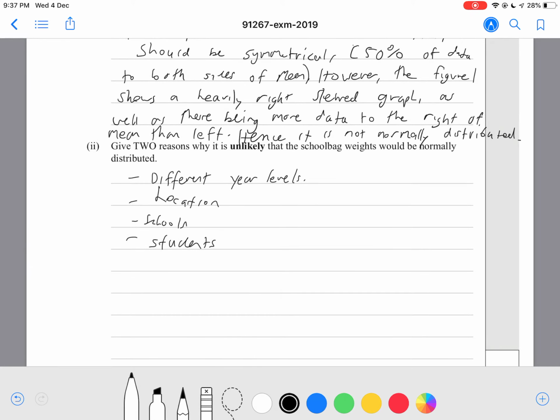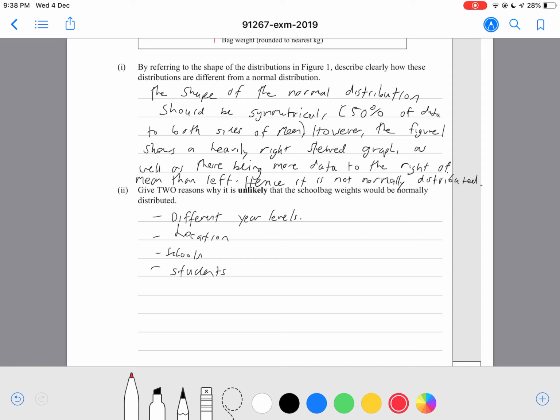If you're going to talk about one of these, for example, different year levels, you could say year 13s may carry more, so if more year 13s were surveyed than year 11s, then there will be a tendency toward higher weight data. So this would definitely lead to a non-normal distribution. So you can talk about how if there's an inconsistency in the number of students measured, for example, one group has more students than the other, then that could make it very unlikely for it to be normally distributed. So you can just talk about any two of these reasons, and that should be good enough.